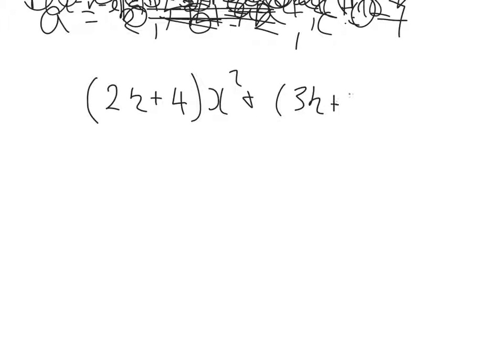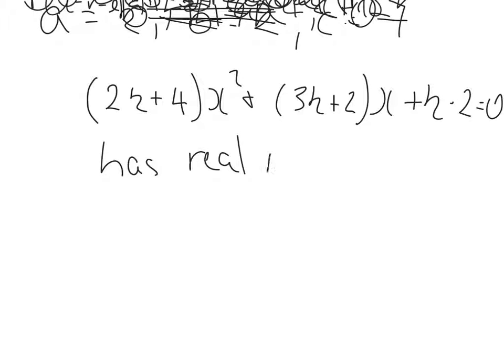Okay, next question. Show that 2k plus 4 x squared plus 3k plus 2 x plus k minus 2 equals 0 has real roots for all values of k.